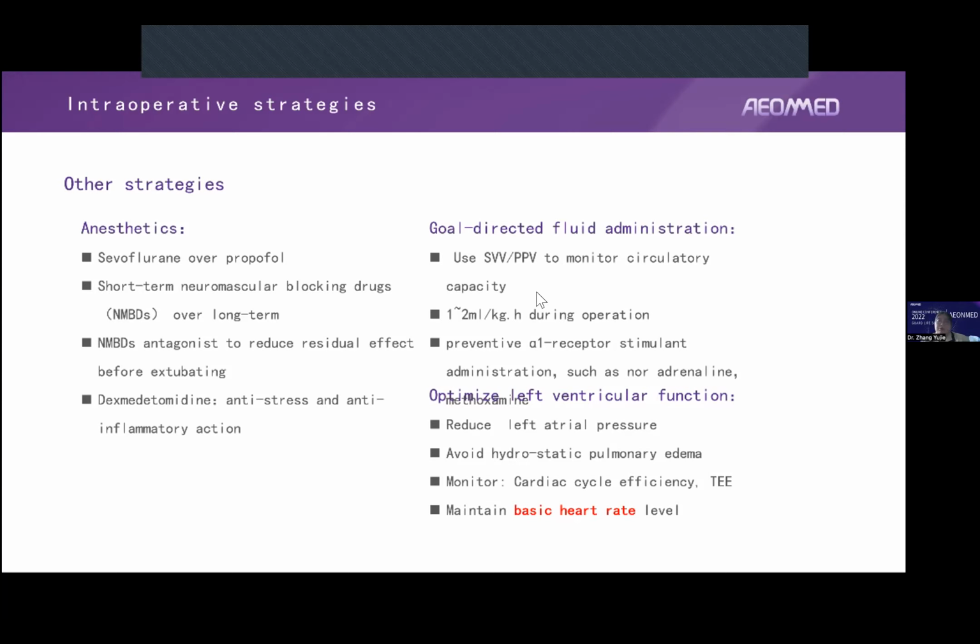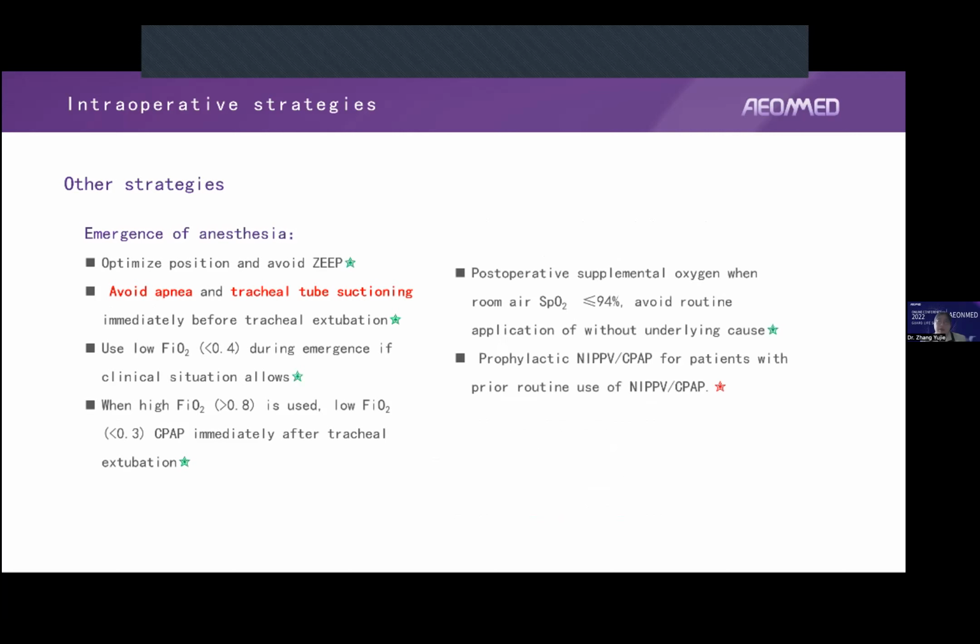And at last, during the emergence from anesthesia, we should also pay attention to avoid ZEEP. And one thing we've done a lot in the past was suction through the tracheal tube before or during extubation. But that is a wrong move. The BJA recommendation suggests avoiding that immediately before extubation, since it could lead to ZEEP.